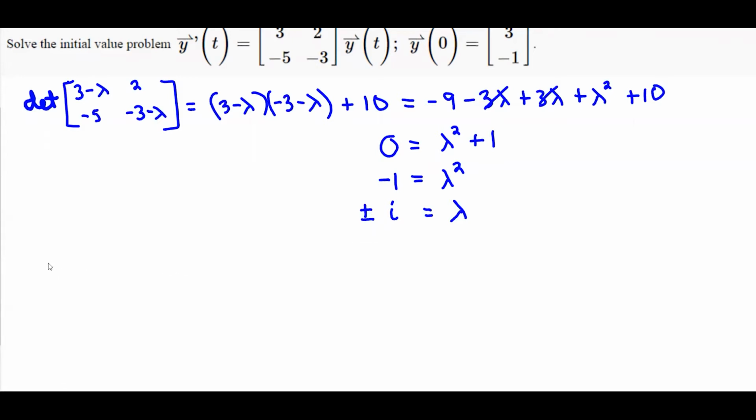So let's find the eigenvectors. So let's solve. Let's do this first. Let's say for lambda equals i, we'll do plus i first. We're going to solve A minus i times I, sorry about that, there's two different i's there, times x equals 0. This will be our first eigenvector, so we'll call that x1.